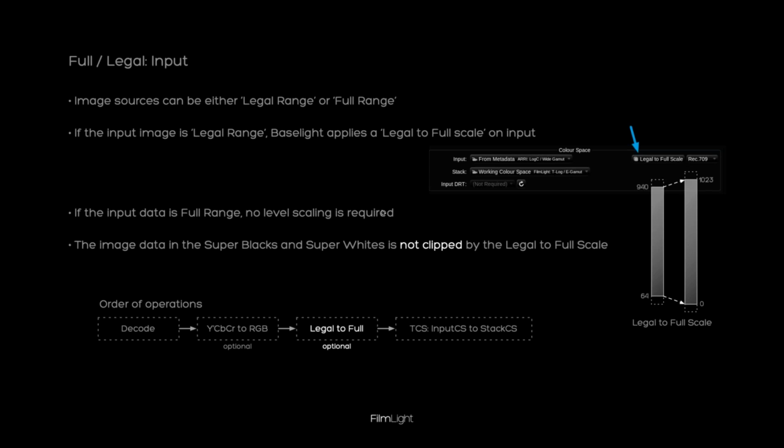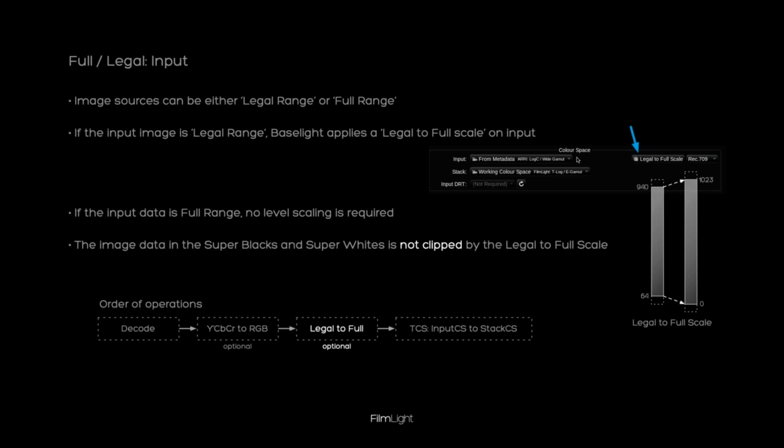Okay, so how do you manage the legal and full scaling for the input? Image sources can be either legal range or full range. There's only these two options. If the input image is legal range, Baselight applies a legal to full scale on input. And in the sequence operator or in the input strip, there's that toggle here, legal to full scale, that you can check or uncheck. And Baselight tries to always set this right for the footage, and I would say it does it in most cases.